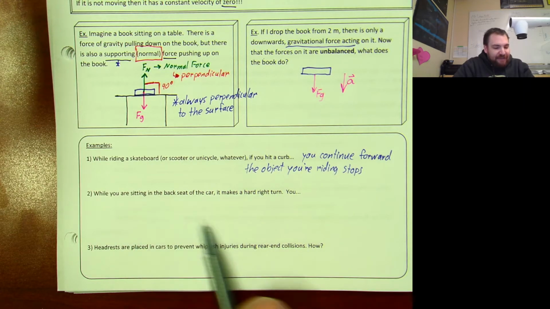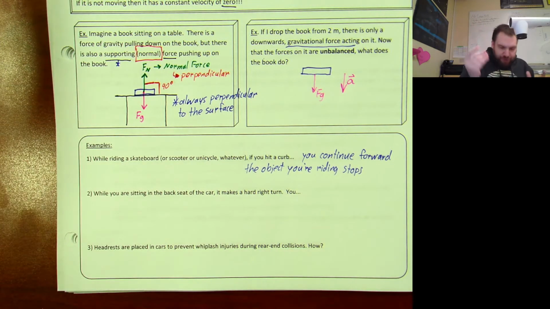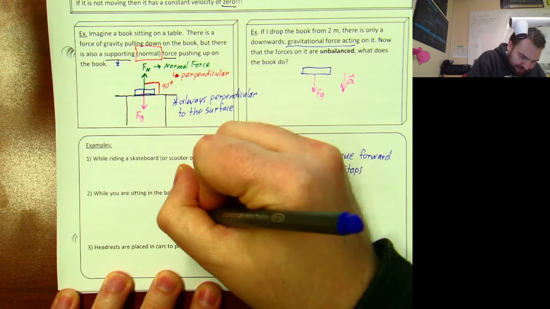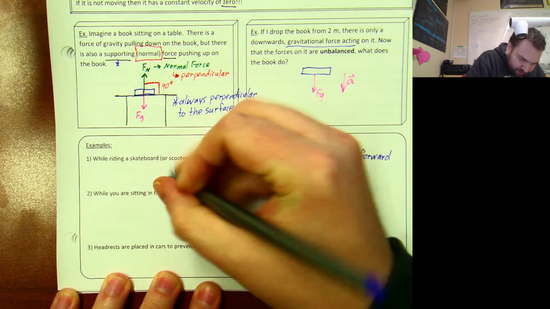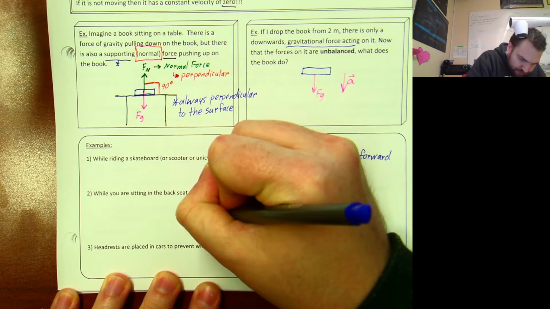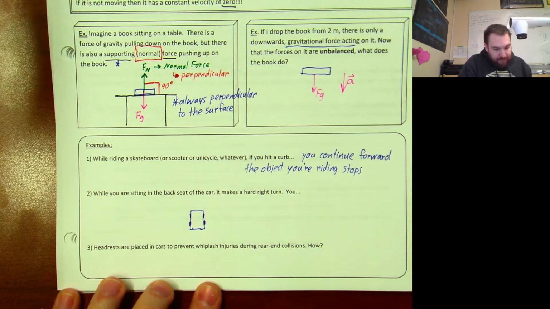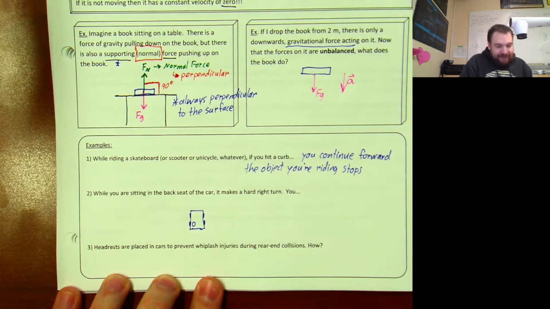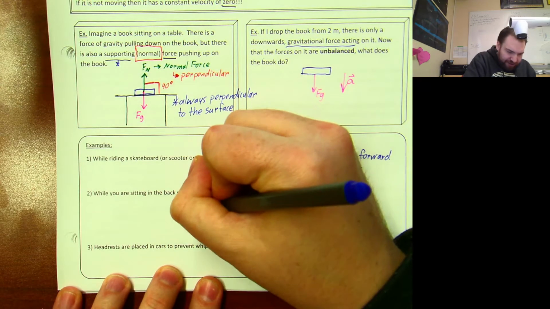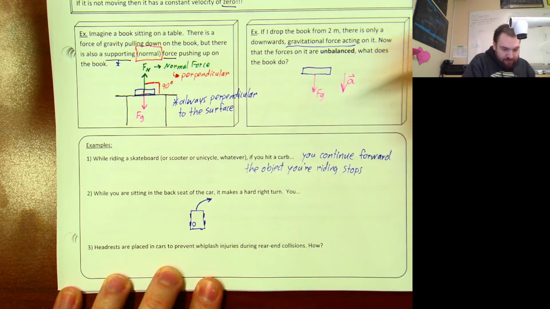If you're sitting in the back seat of a car and it makes a hard right turn, what do you experience? Practically, what happens to you? Let's draw the picture. From the top down, here's the car. You're in the back seat. Let's put your head right there. The car does this. Oh, you hit the window.